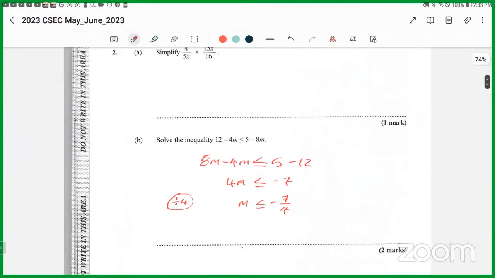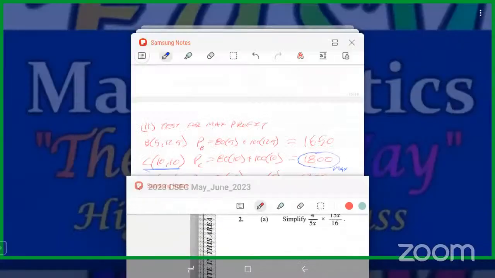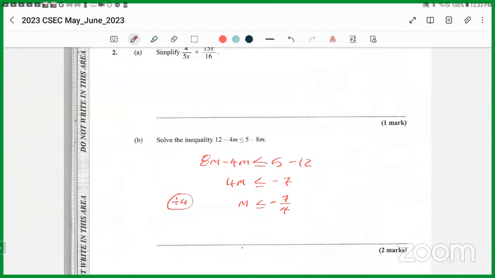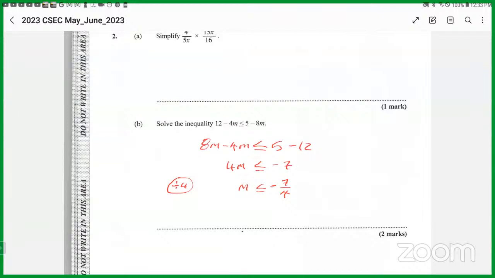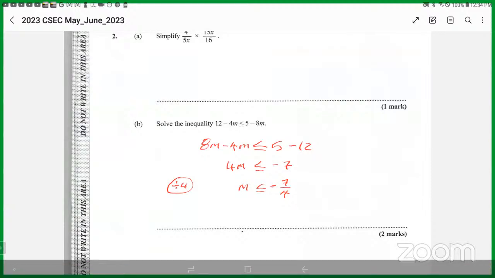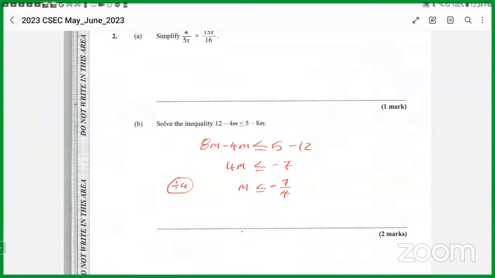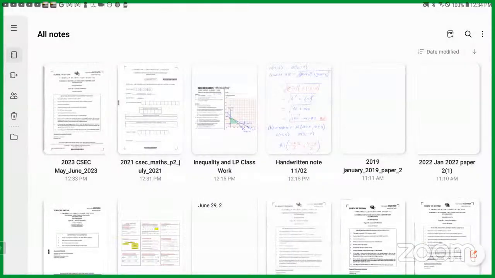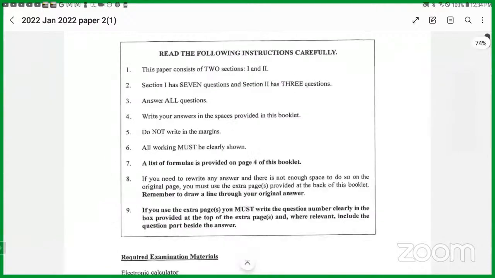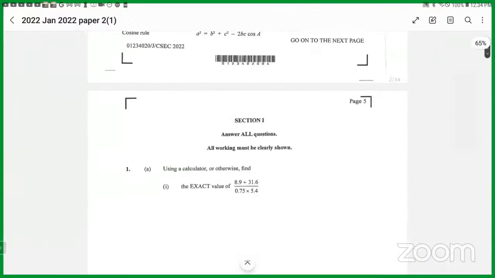All right, let's continue. What was the next question? What was the next one I gave you? I also gave you 2022 question 2C, January 2022 question 2C. You must see that these things are easy now, guys. If you can do them in the class, you can do them in the exam room. Question 2C.